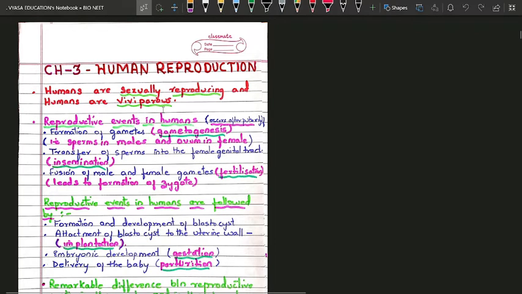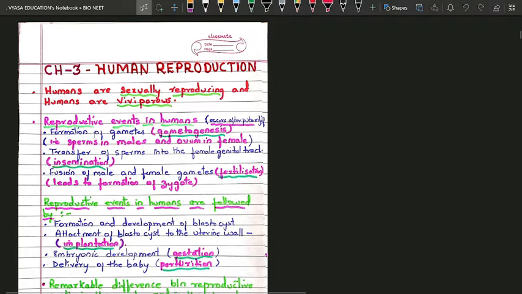In the last class we have dealt with oviparous and viviparous, isn't it? In the first chapter. So what are we? We are viviparous. VV. Just remember, humans are viviparous. Reproductive events in humans occur after puberty, isn't it?